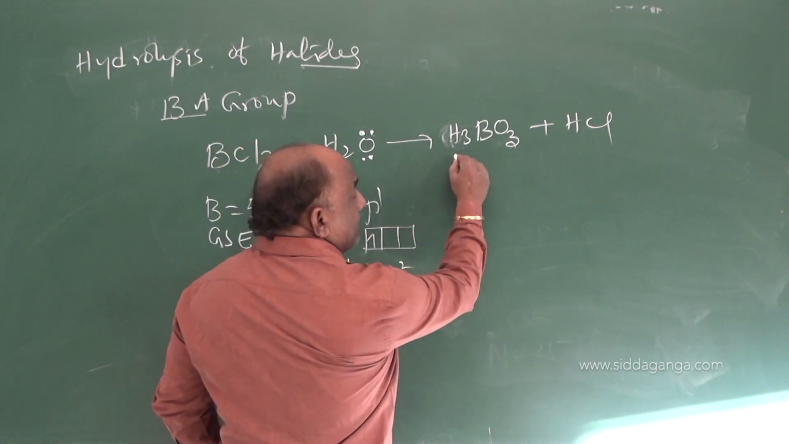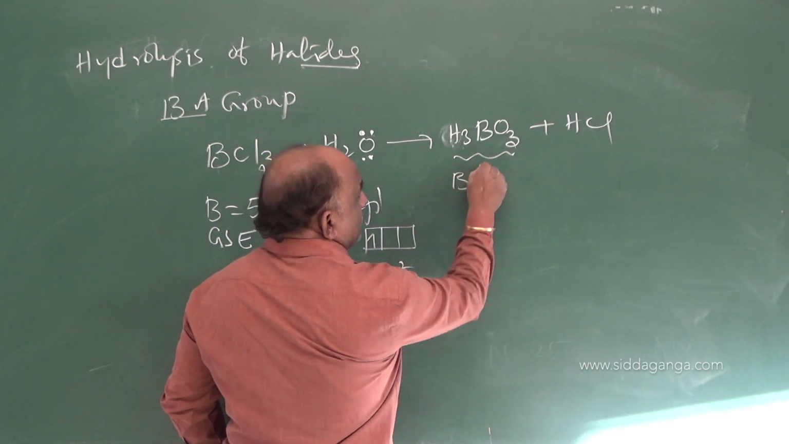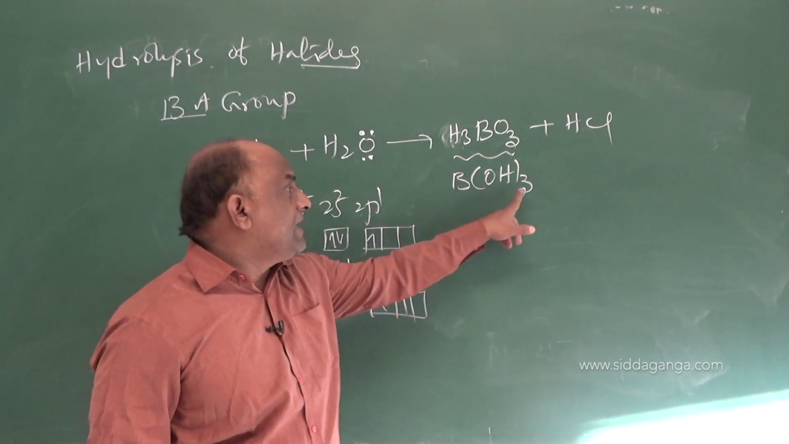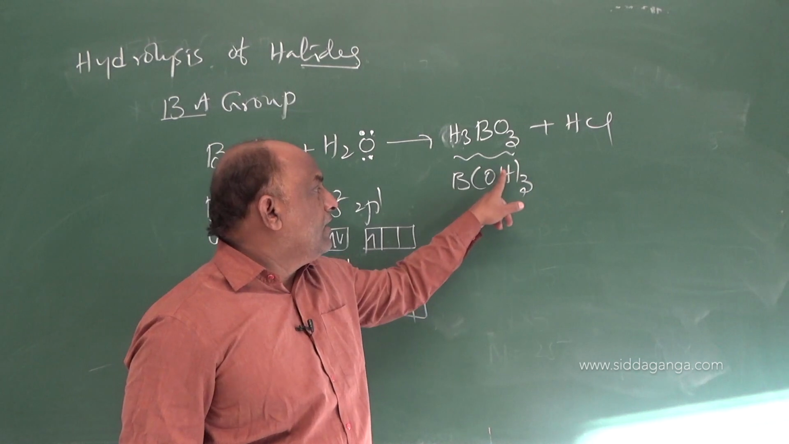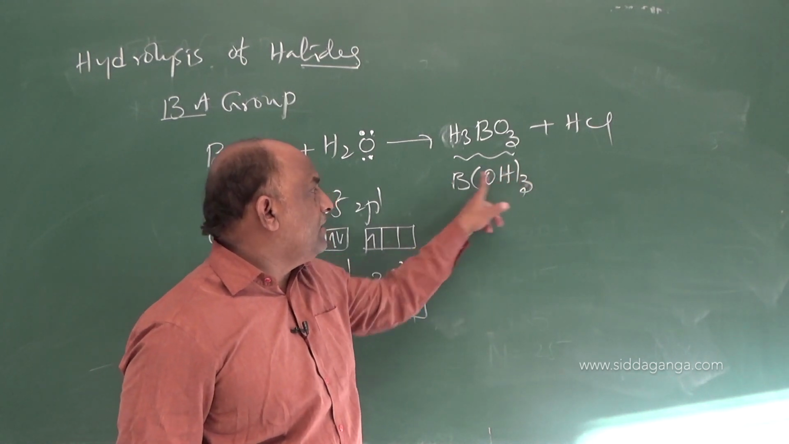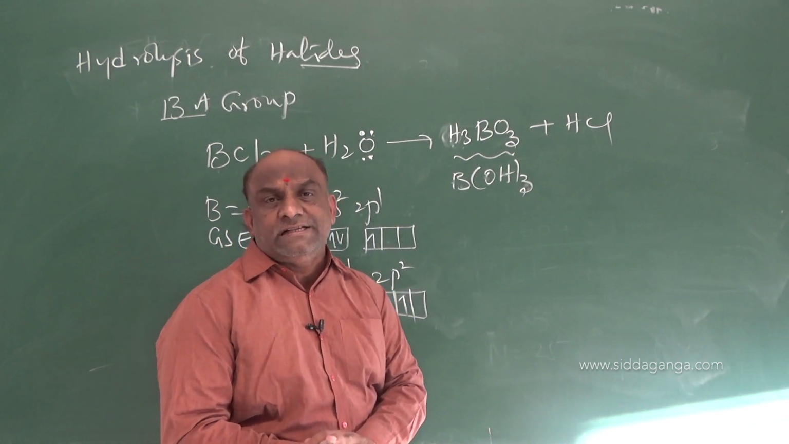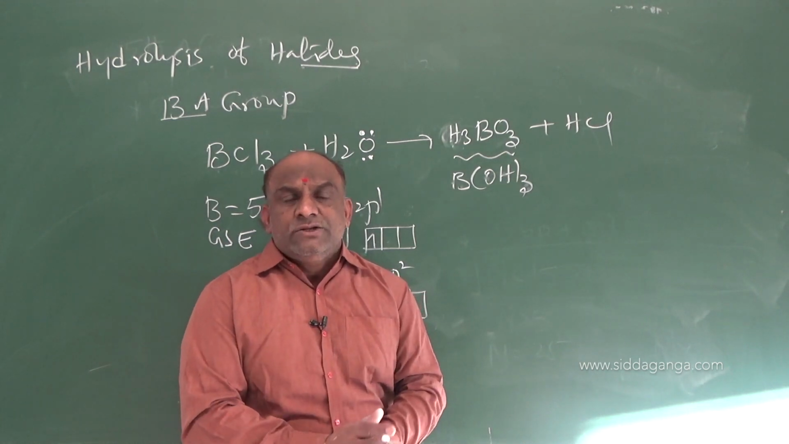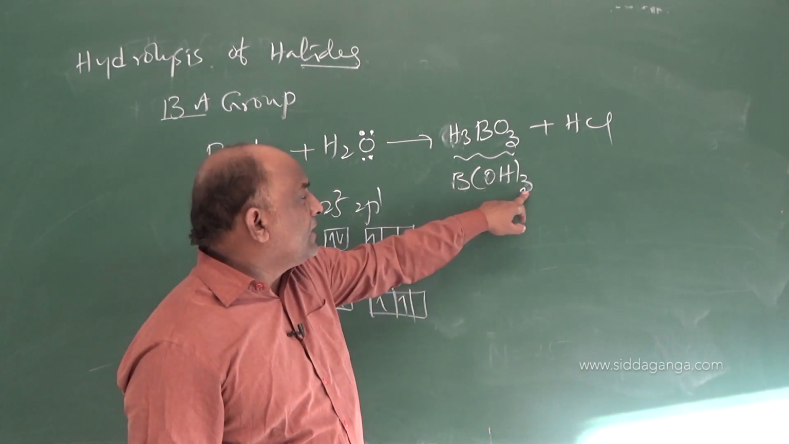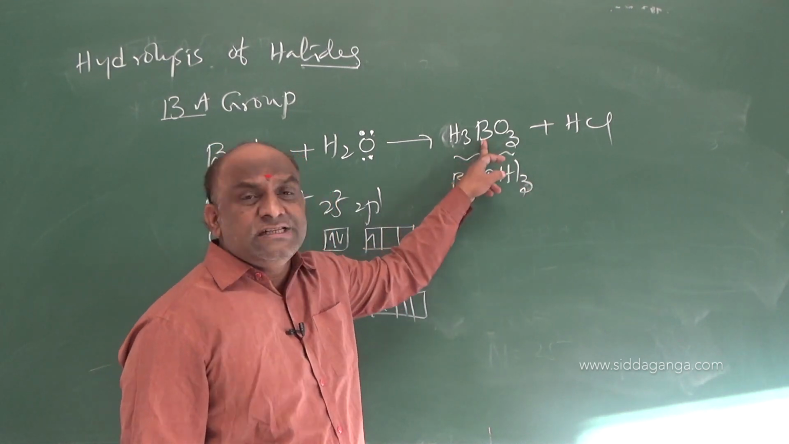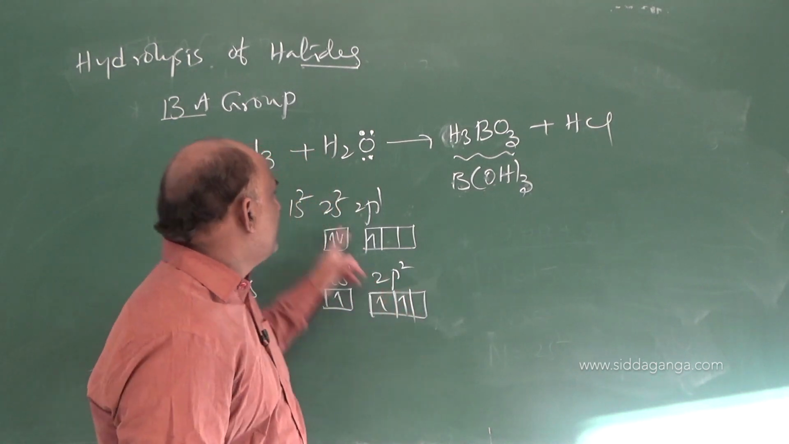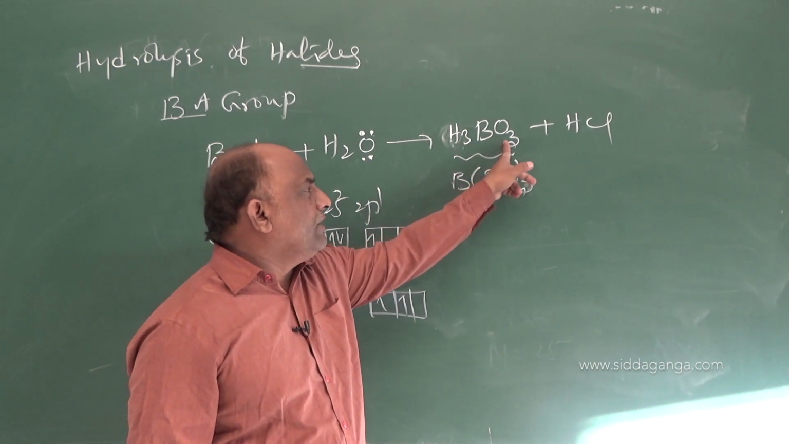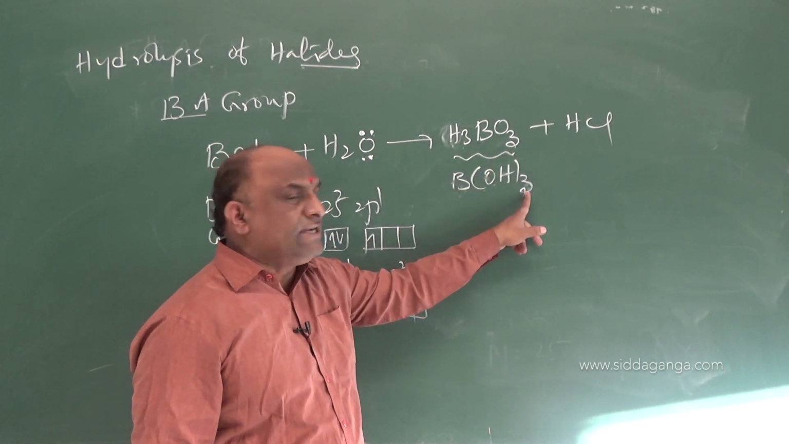And sometimes we write this formula like this also, so don't get confused: B(OH) taken thrice. H3BO3, see this H3BO3, B(OH) taken thrice. Don't confuse: when an OH functional group is there, that particular OH group is base. So don't get confused like that. H3BO3 can be written as B(OH)3. This is an example for an acid. So BCl3 on hydrolysis gives rise to H3BO3, which can be written as B(OH)3.